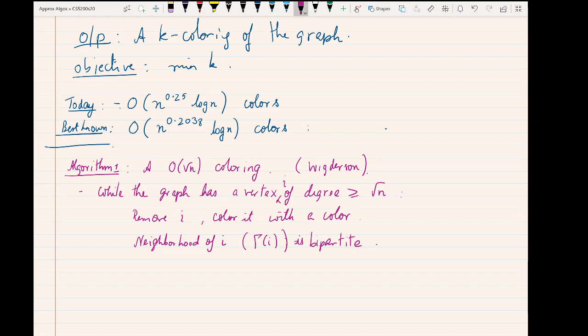And because this is bipartite, we know from our previous observation that you can two color a graph given that it is bipartite in polynomial time. And at the end of this, you have removed I and its neighborhood from the graph, because they are already colored. And you repeat this process on the rest of the graph until the graph has no vertices of degree greater than or equal to square root n.